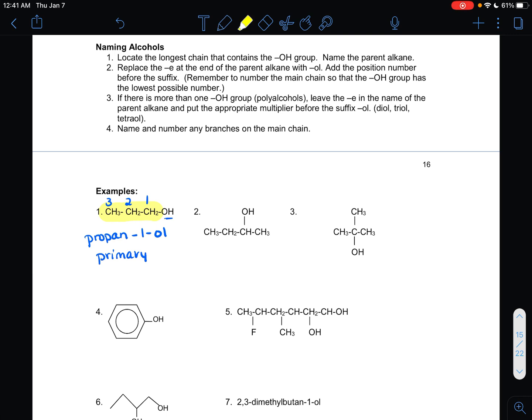So for the second one, same thing. Parent chain is 4 long. I want to give that hydroxyl group the lowest number possible.